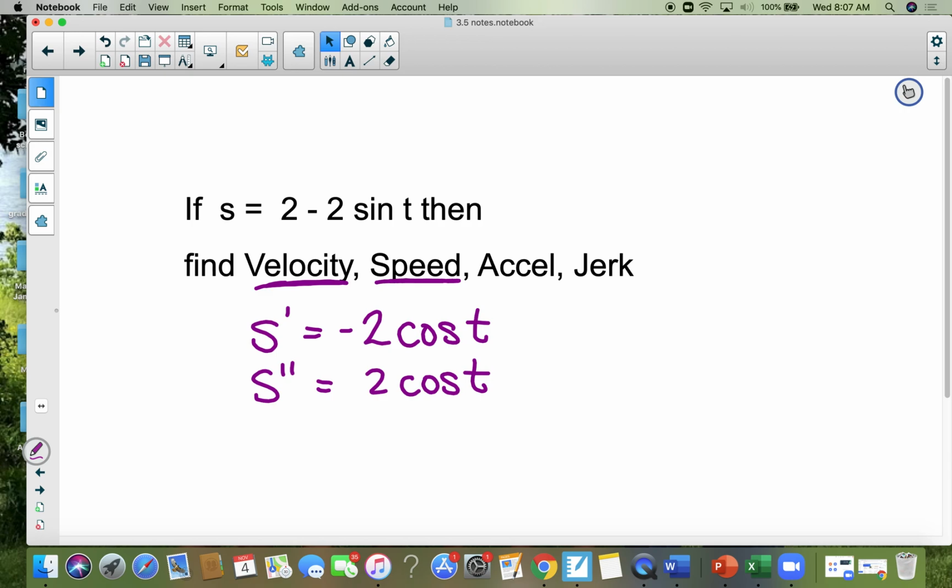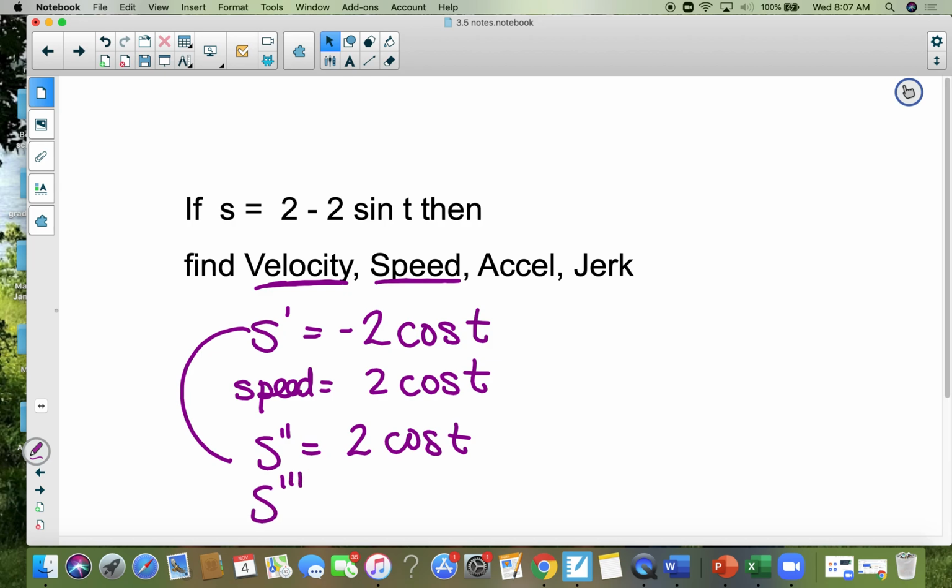Speed is the absolute value of the velocity. The speed is taking the absolute value of the velocity, which is positive. Now the double derivative, you have to go from here, which is a positive 2 cosine of t. So it just ends up that the speed and the acceleration are the same. And then jerk, which is the third derivative, is a negative 2 sine of t.